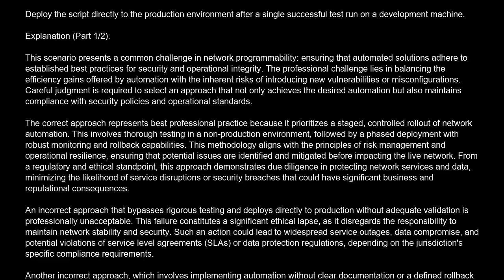The correct approach represents best professional practice because it prioritizes a staged, controlled rollout of network automation. This involves thorough testing in a non-production environment, followed by a phased deployment with robust monitoring and rollback capabilities. This methodology aligns with the principles of risk management and operational resilience, ensuring that potential issues are identified and mitigated before impacting the live network.